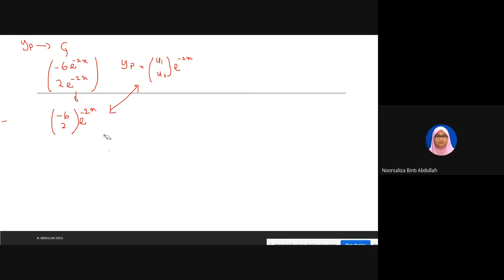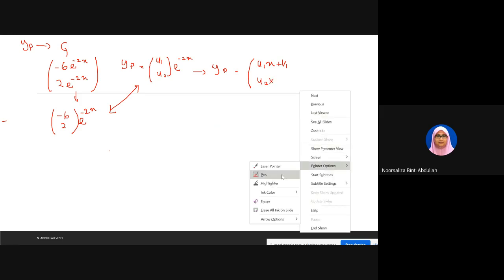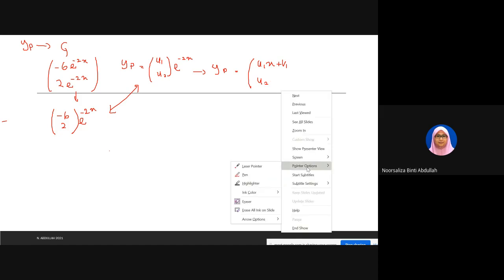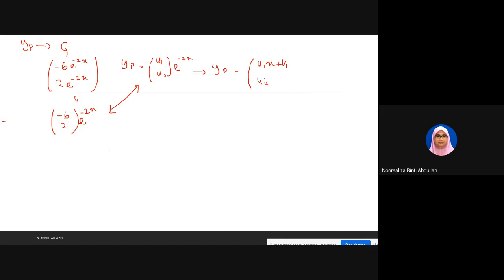So if this pattern is the same, then your YP will be U1 times X plus V1, and U2 times X plus V2, exponent minus 2x. Understood? Then you compare this YP with this YC.